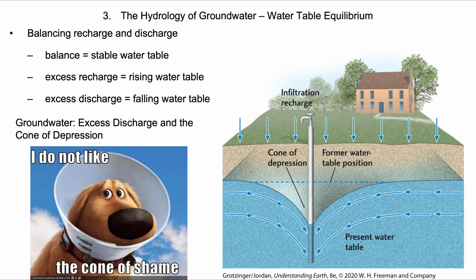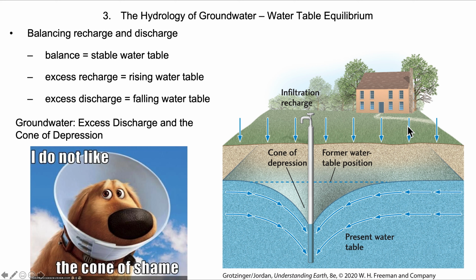So pumping out this water beneath your house, you have to know the recharge versus discharge if you want to maintain a balanced system. So there's balance in the system if the water table is stable, if it doesn't rise or fall. If there's excess recharge, the water table will rise. If there's excess discharge, the water table will fall.